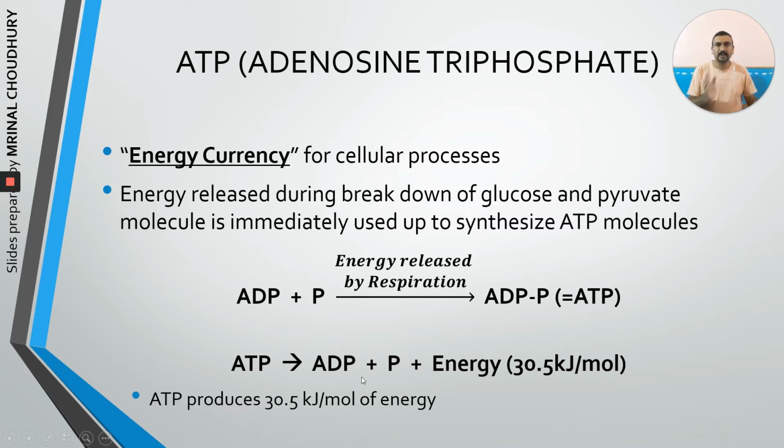So when you break down 1 mole of ATP, 30.5 kilojoules of energy is released. That's a calculation you need to remember. 1 mole, however, be careful, not 1 molecule I am talking about. It's 1 mole of ATP you break down, you get 30.5 kilojoules of energy.